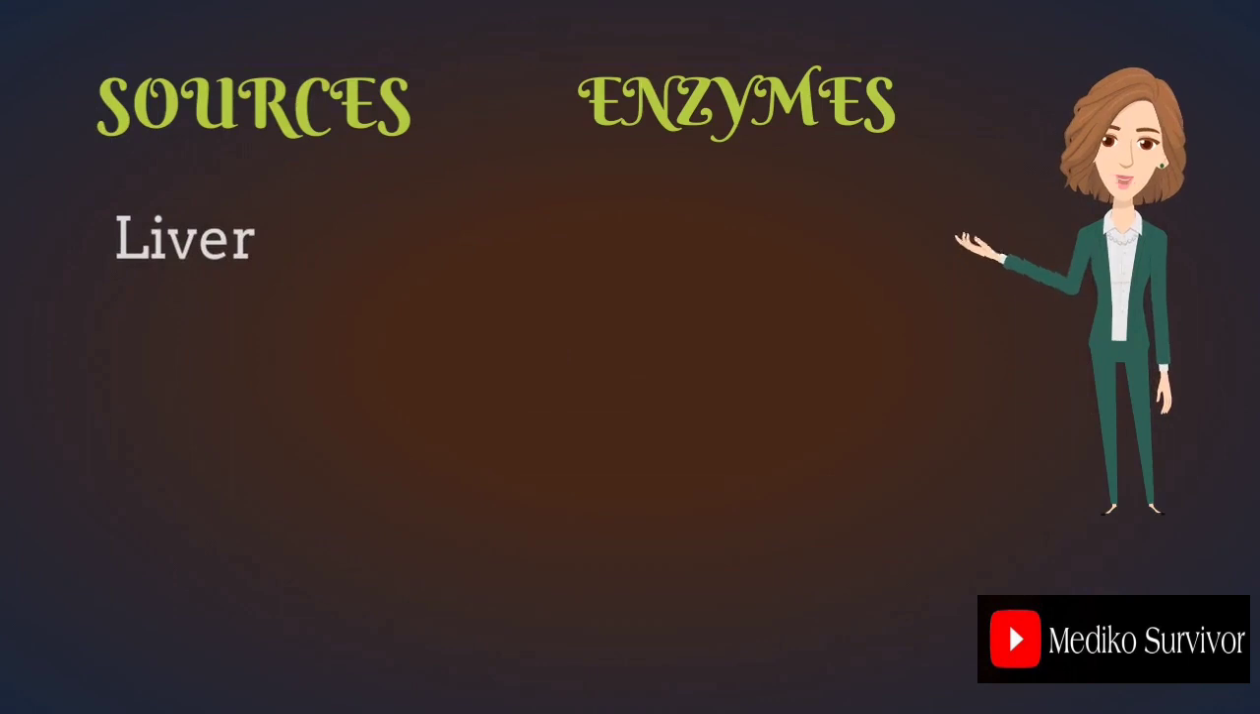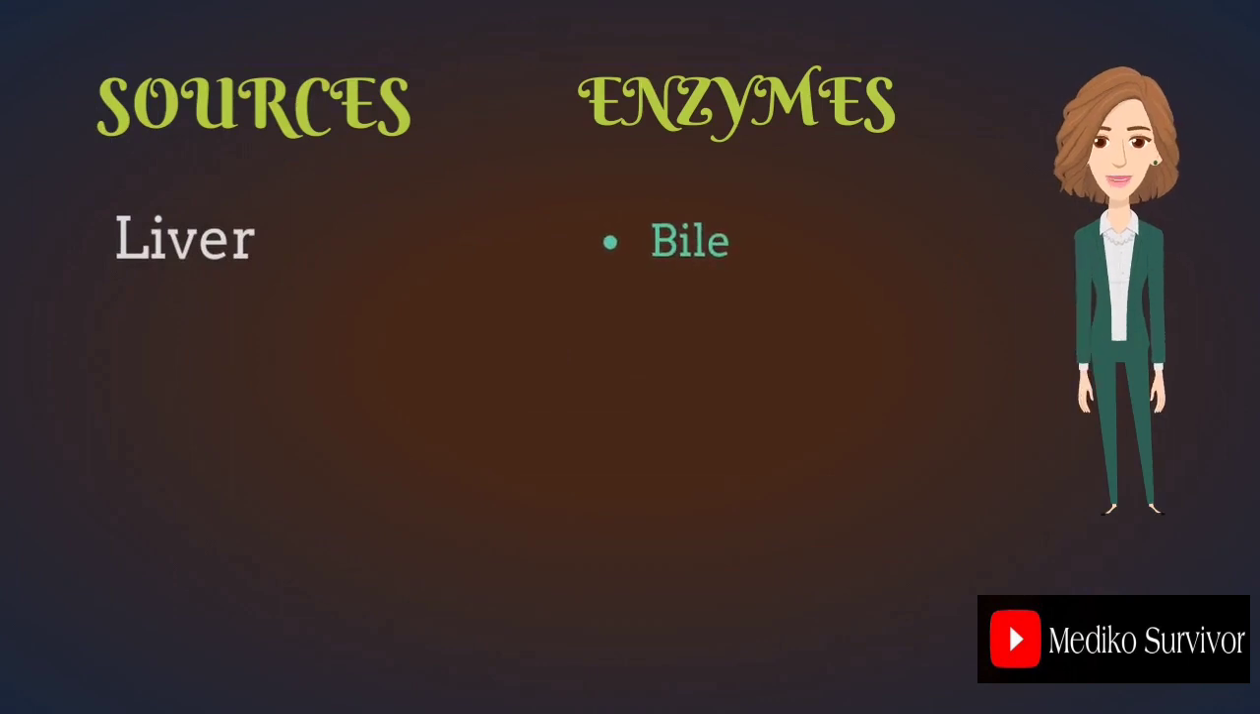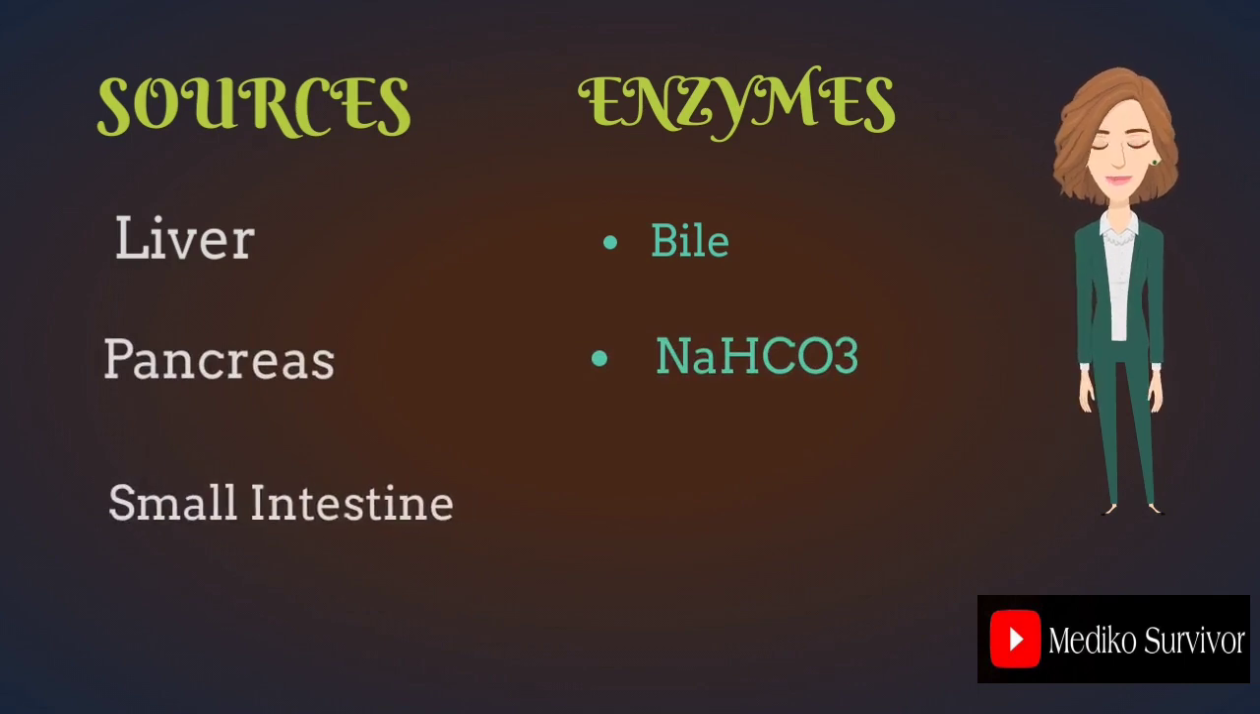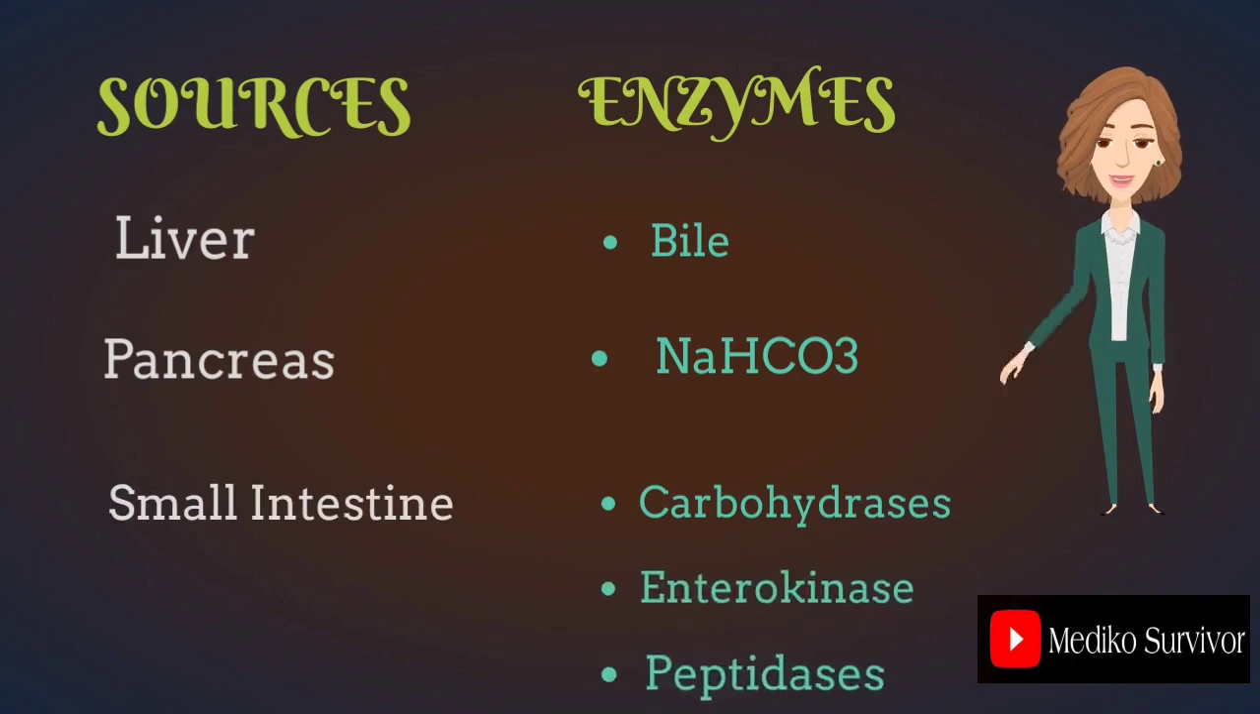Enzyme from liver is bile. It neutralizes acids and emulsifies fats. From the pancreas, sodium bicarbonate is released, which neutralizes acids. And from the small intestine, carbohydrases, enterokinase and peptidase are secreted.